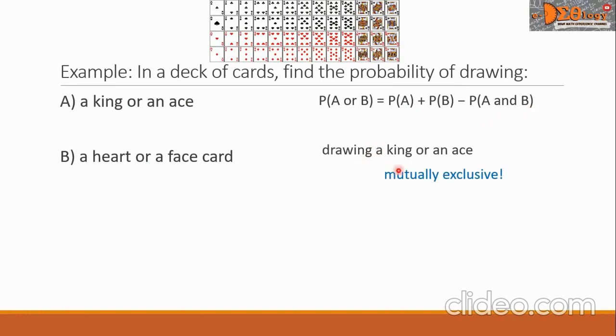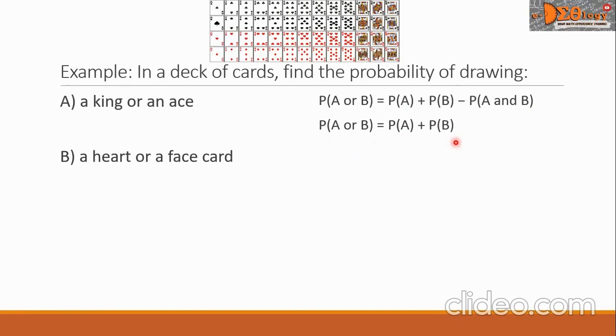But drawing a king or an ace is a mutually exclusive event. It means the formula will be simplified into like this. P of A or B equals P of A plus P of B. It means to say, we can write now that this P, A or B is now P of king or ace. And this is equal to the P or probability of king plus P of ace, the probability of ace.